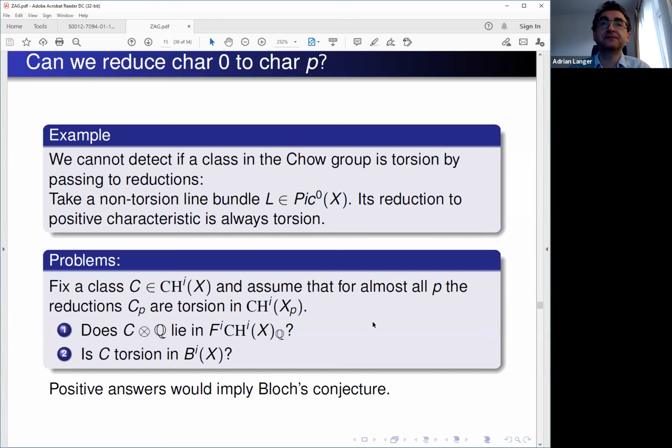Bloch-Beilinson filtration. So if we had this, then this would immediately imply Bloch's conjecture using this result that I told you about, characteristic p. And then if we knew that under these assumptions, this class is torsion in this group of cycles modulo algebraic equivalence, then this would prove this weak Bloch's conjecture.